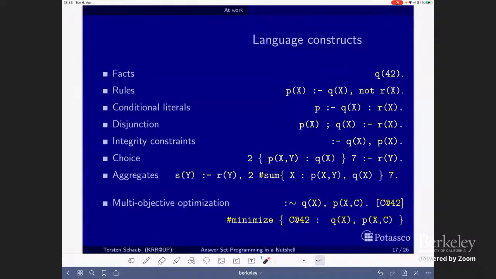Good. So, but keep in mind, these are meta statements, right? Because they talk about the program, right? While from facts to aggregates, these are really the object language.